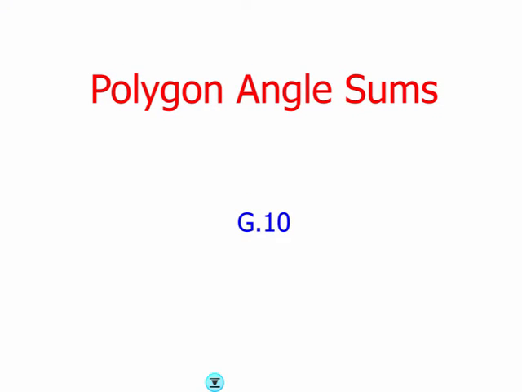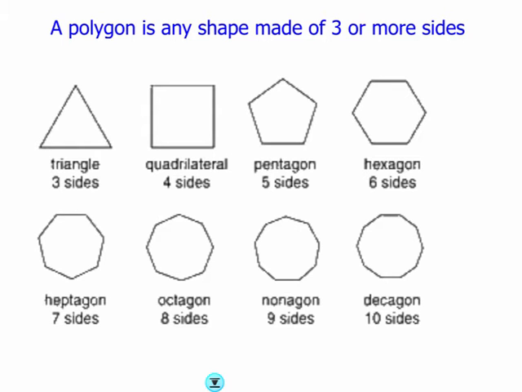For this video, we're going to be discussing polygon angle sums. So it'd probably be good to start by defining what exactly a polygon is. And a polygon is any shape that is made of 3 or more sides.